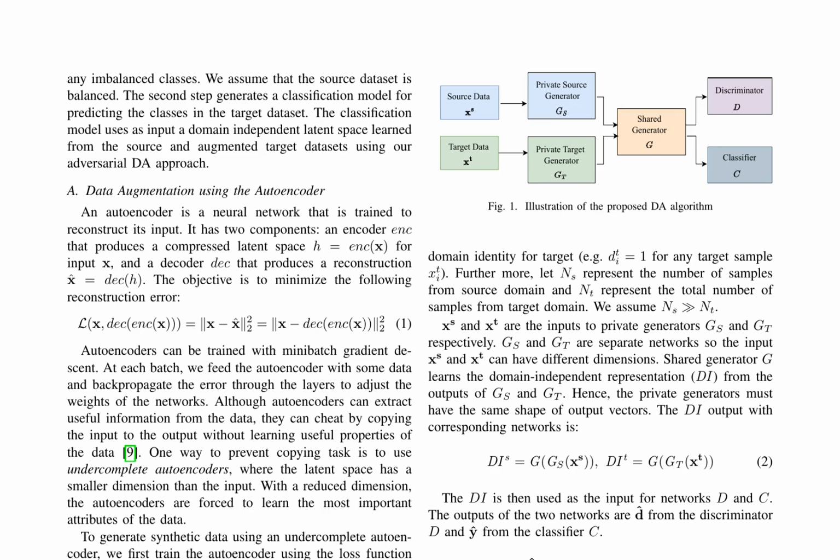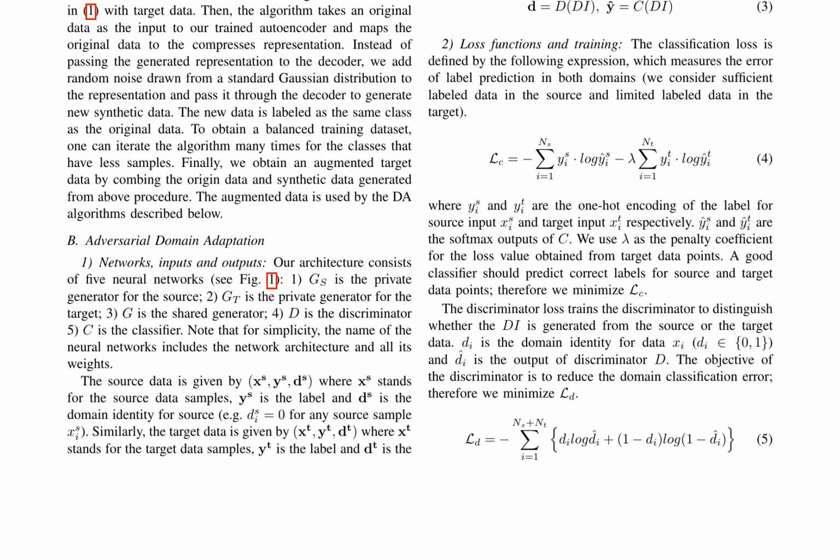The authors propose a domain adaptation (DA) approach to address the issue of imbalanced classes in wafer defect prediction. The approach involves 2 main steps: generating a classification model and using an adversarial DA method to learn a domain-independent latent space from the source and augmented target datasets. The authors first introduce an autoencoder-based data augmentation method to generate synthetic data for the target dataset. The autoencoder is trained to reconstruct the input, and then random noise is added to the compressed representation to generate new synthetic data. This process is repeated to obtain a balanced training dataset.